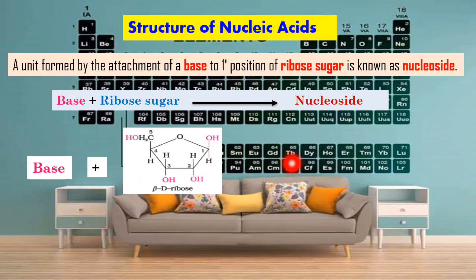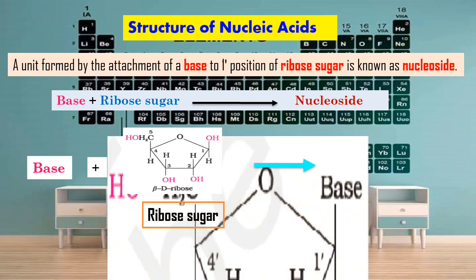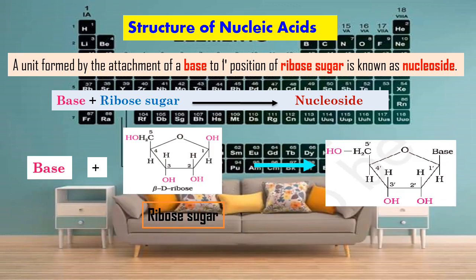See here in this slide. So base reacts, that means it gets attached to the ribose sugar. I have taken an RNA sugar, beta D ribose. So what is formed? A nucleoside is formed. This is the structure of a nucleoside.